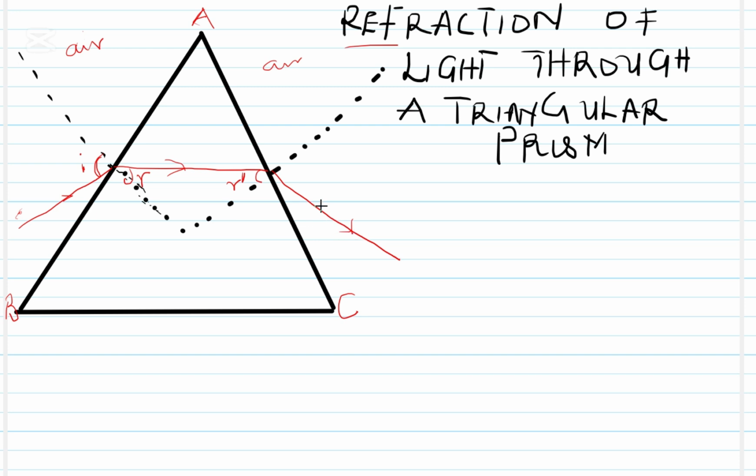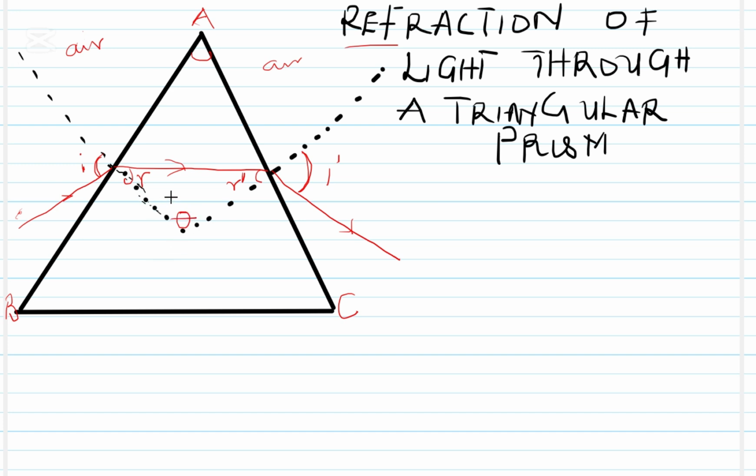Now it makes another angle here, and this whole angle here is called the angle of emergence, which I'm going to call I prime. So this is the angle of emergence. It is the angle with which the light ray emerges or leaves the prism. Now, this angle up here is called the apex angle or the angle of prism. It's called A. There is also another angle here, which we're going to call theta. So these are basically the angles in a prism.